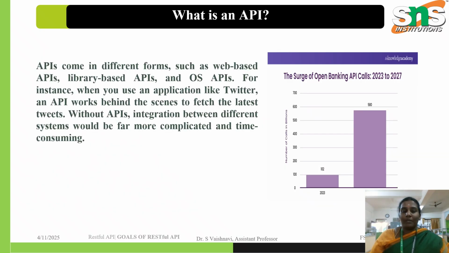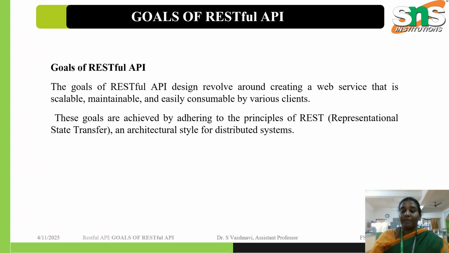The next one is API. What is an API? API is nothing but an application programming interface, and comes in different forms such as web-based API, library-based API, and also OS API. For instance, when you use an application like Twitter, an API works behind the scenes to fetch the latest tweets. Without API, integration between different systems would be far more complicated and time consuming.